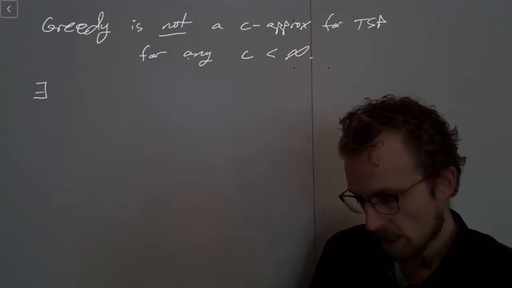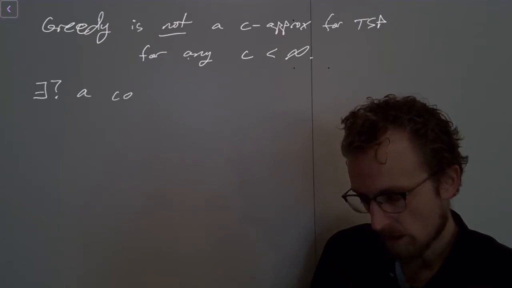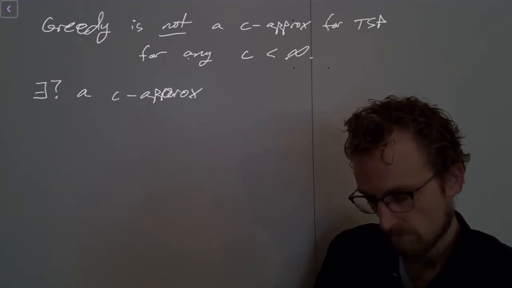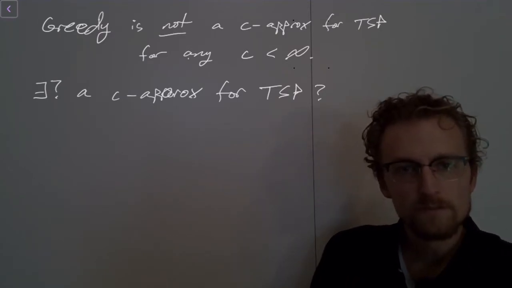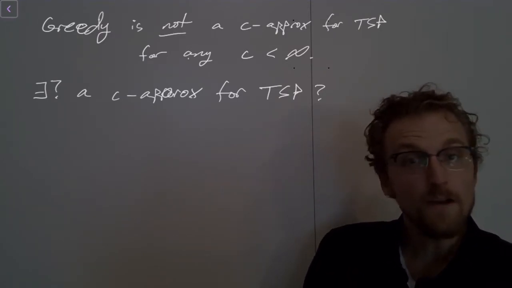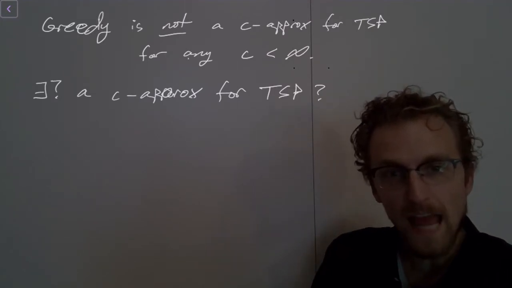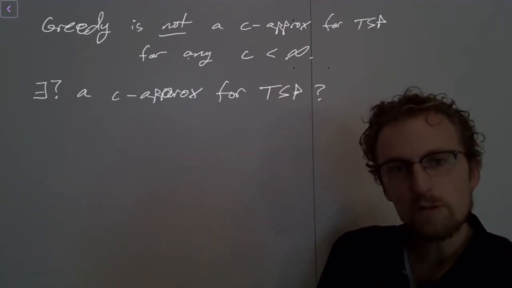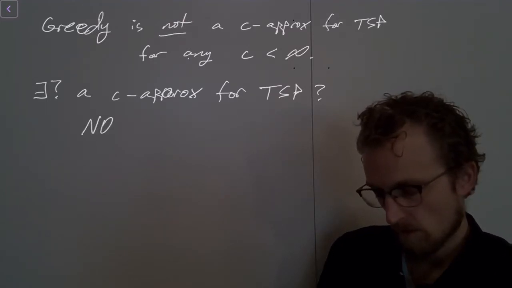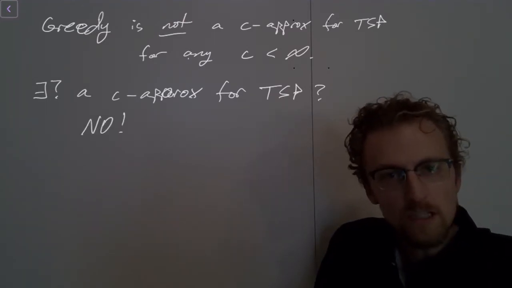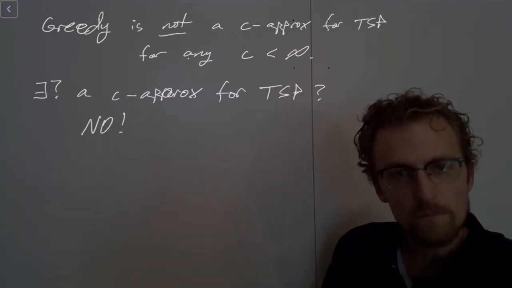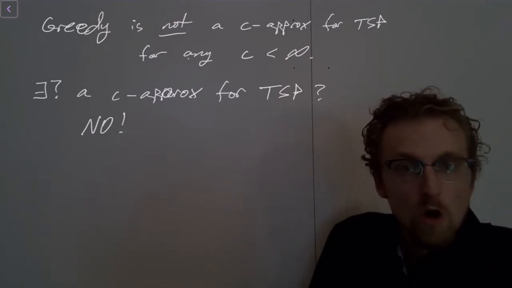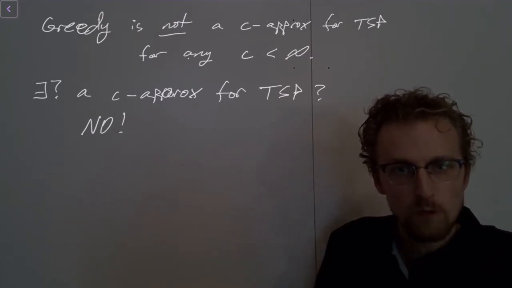So the question is, does there exist a C approximation for the TSP? And the answer is not trivial. In fact, the answer is incredibly surprising. In fact, to me, it's incredibly surprising that we even have an answer to this question. But the answer turns out to be no. So no matter what, we can actually guarantee, subject to an interesting assumption we'll talk about in a second, that there is no polynomial time approximation algorithm for the TSP.